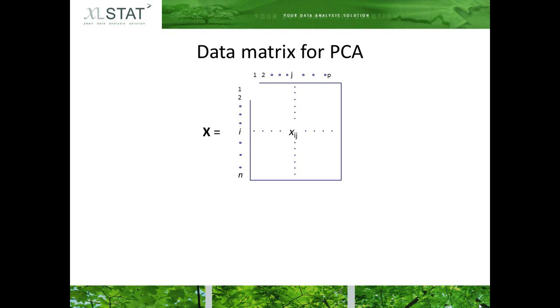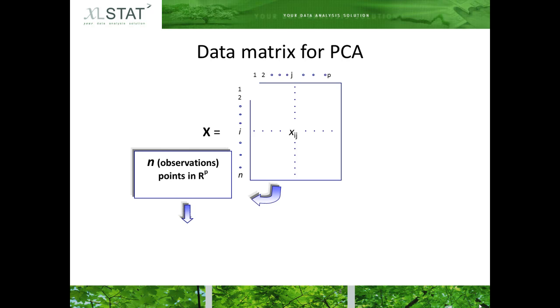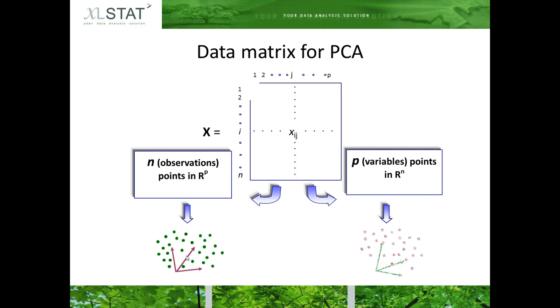So here we have a data matrix, X, with n samples and p variables. If we look at the samples, we can visualize them in a space of p variables and n points. We can do the same, but looking at the variables and visualize them in a space of n samples.